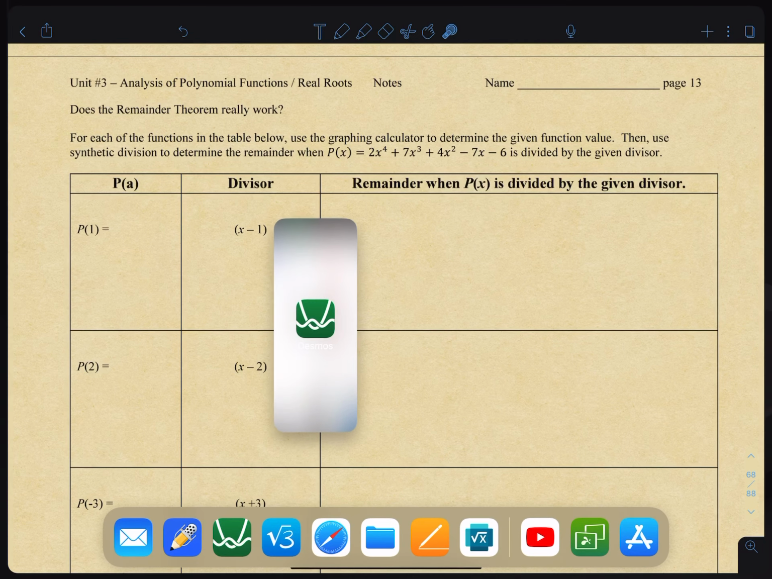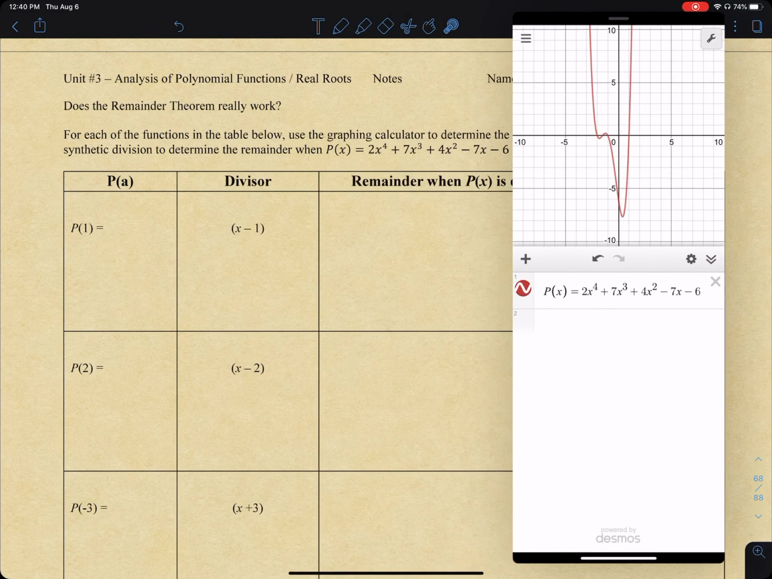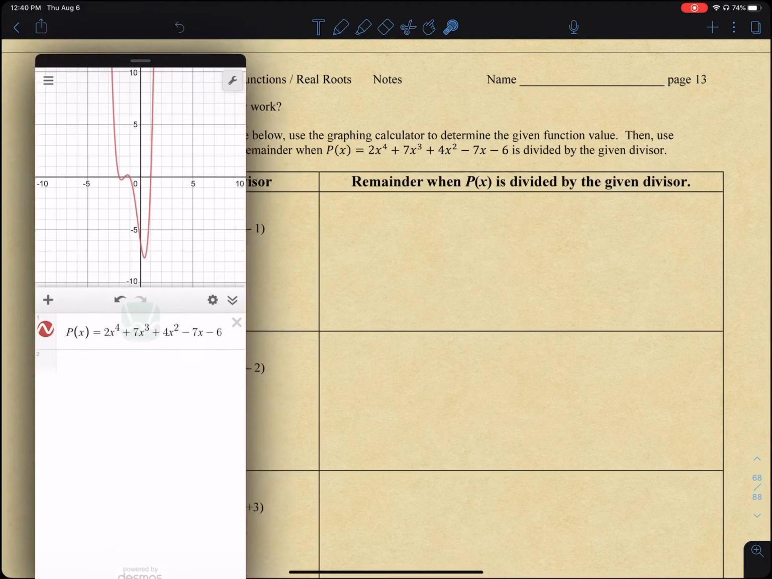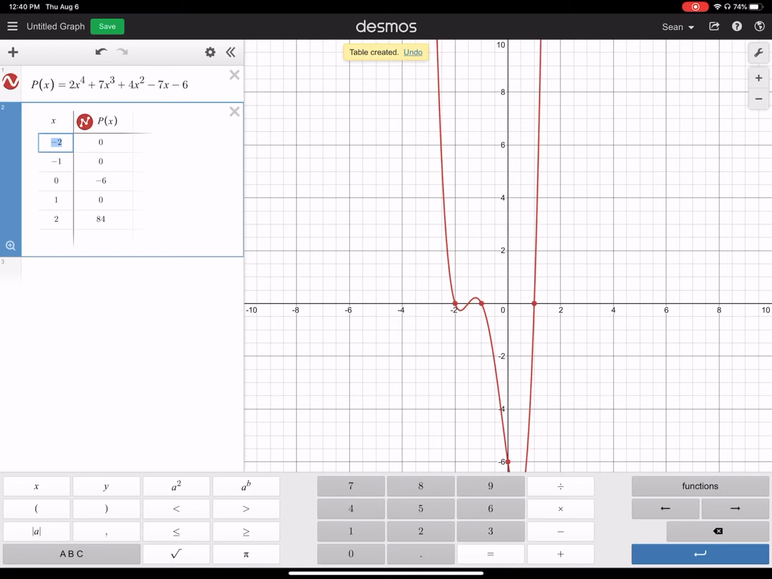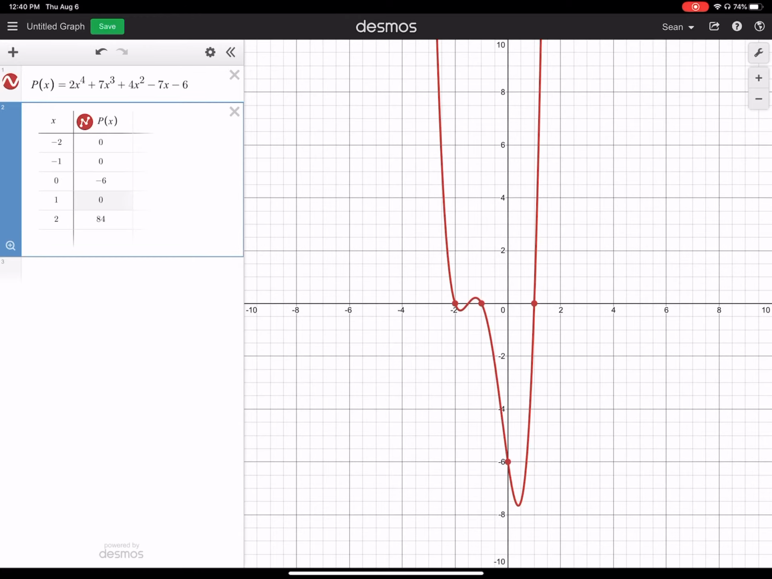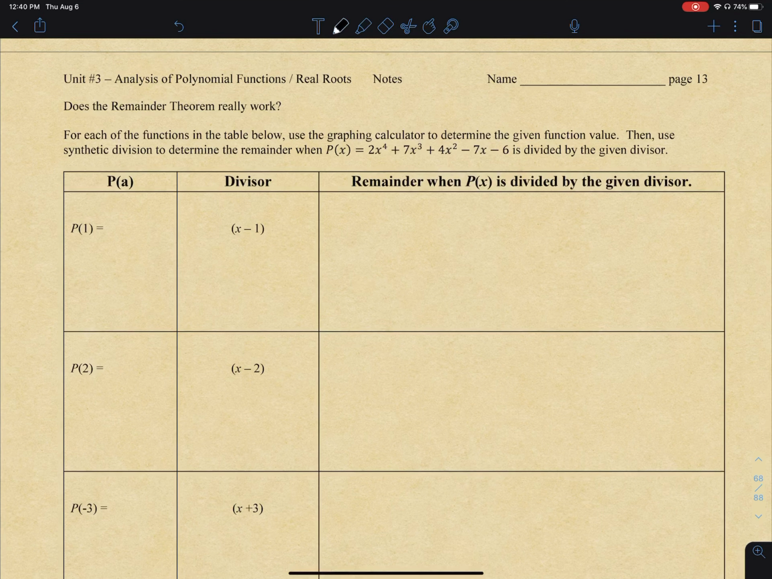So I took the liberty of putting this function into Desmos. You can see that it's here. I'm going to convert this to a table. You can do similar things on your graphing calculator. And if you don't know how to do that, let me know and I will show you. So if I put a 1 in, I'm supposed to get 0 for an answer. That's what it's saying. If I put 1 in, I get 0 for an answer. So that means here, calculator's telling me that P of 1 is equal to 0.